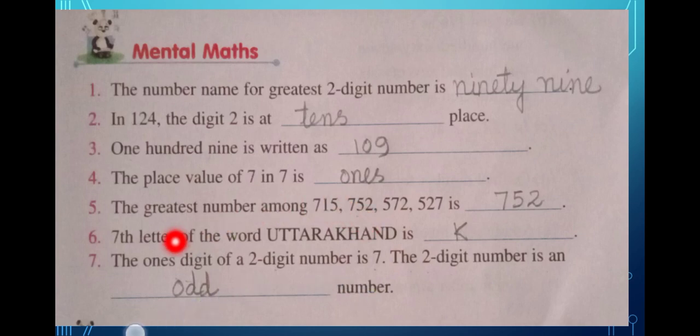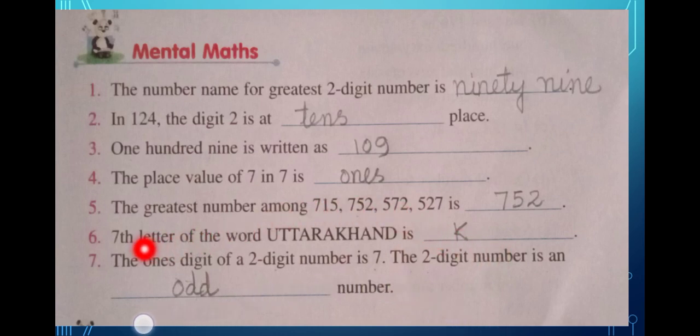Okay. Now number 6. Number 6 is the 7th letter of the word Uttarakhand is. So find out which is the 7th letter. This is the first, second, third, fourth, fifth, sixth and 7th. 7th one is K. Okay, children.